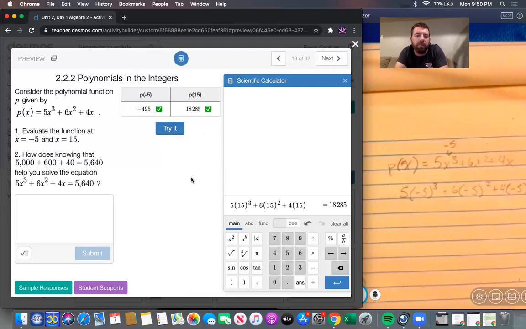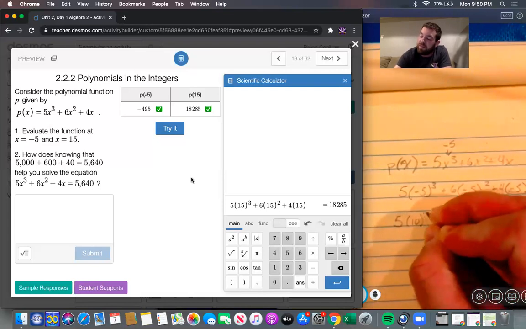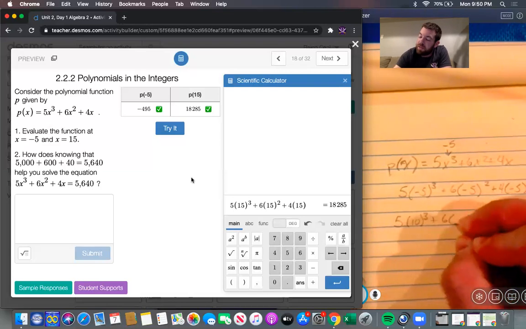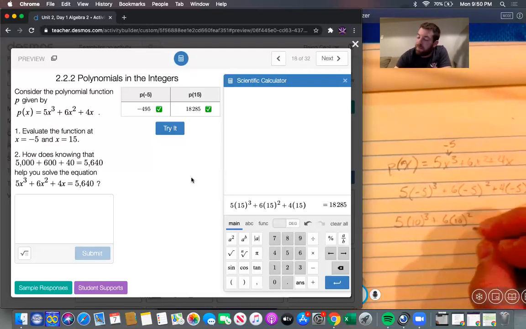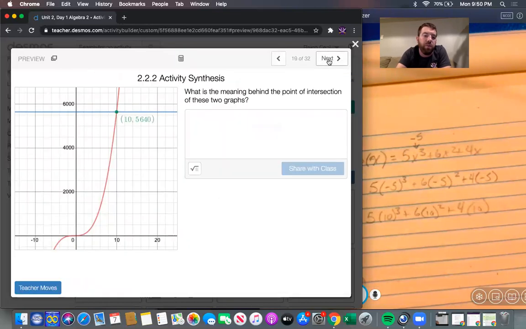Okay, and so now we know how to evaluate, and it's asking, how does knowing that 5,000 plus 600 plus 40 equals that help you solve the equation? It's just getting in that mindset of knowing that's the same thing as saying 5 times 10 cubed plus 6 times 10 squared plus 4 times 10. I mean, that's really all we're doing there to get that 5,640.